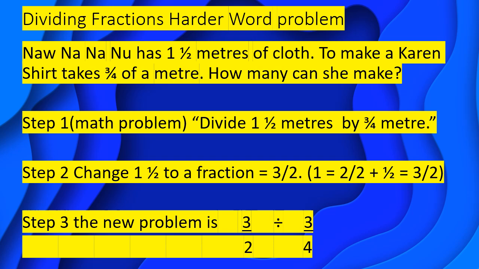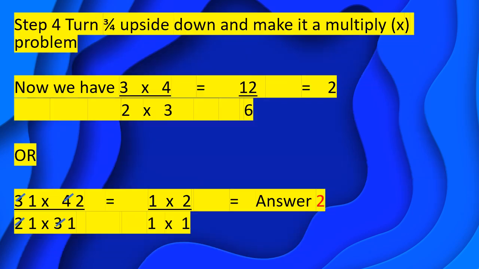So next step, we change 1.5 to a fraction, which is 3/2. Because 1 is 2/2 and half is 1/2. Add them together, you get 3/2. So the next step, the new problem is 3/2 divided by 3/4. Step 4, we turn the 3/4 upside down and make it a multiply problem. So now we have 3/2 times 4/3 because we changed the 3/4 upside down. And that equals 12/6, which equals 2.